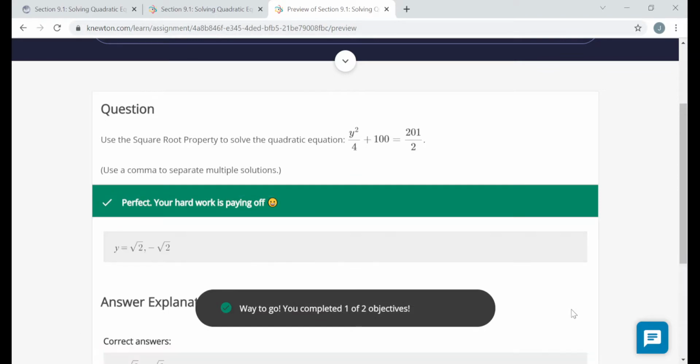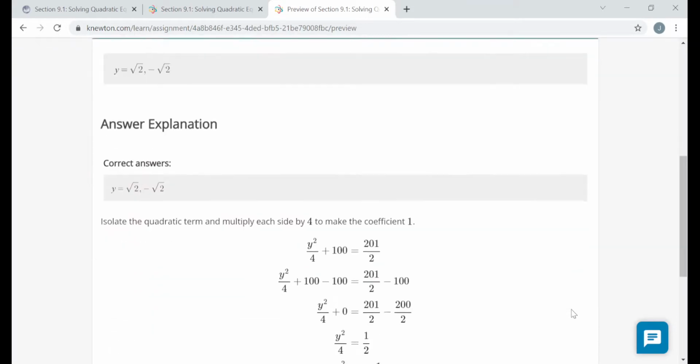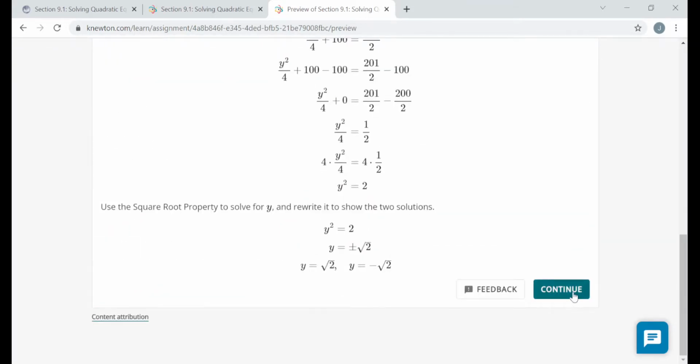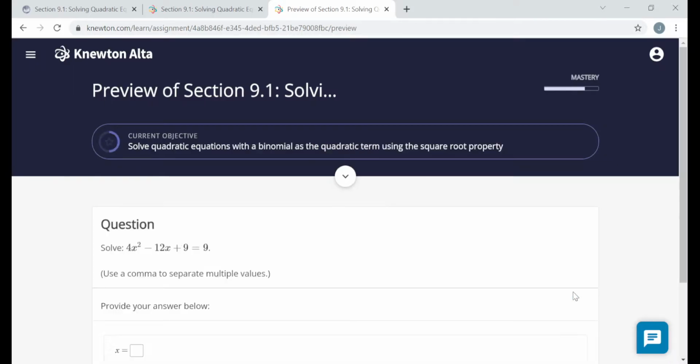Wonderful. So that objective's over, where it was just the single variable squared. Now we're going to finish off with questions where there's a binomial square. There's an expression with variables, but there's multiple terms squared.